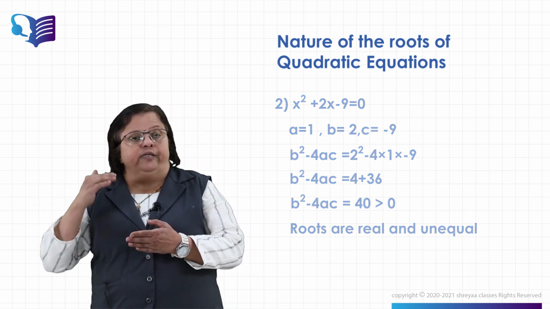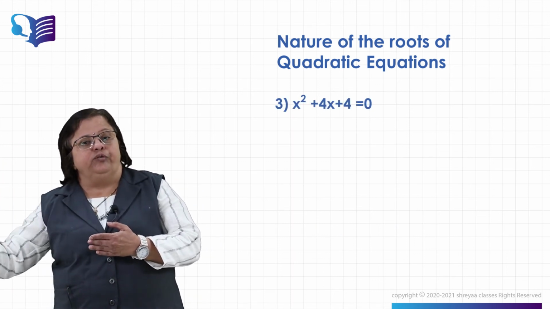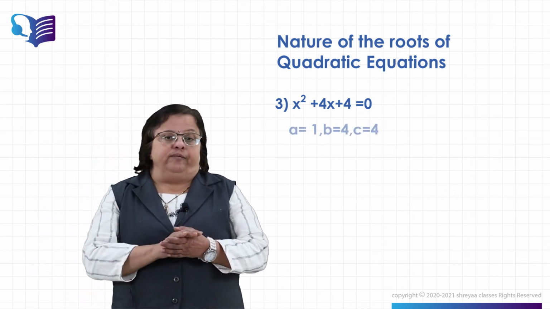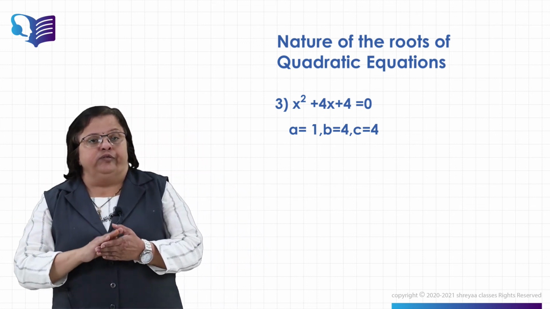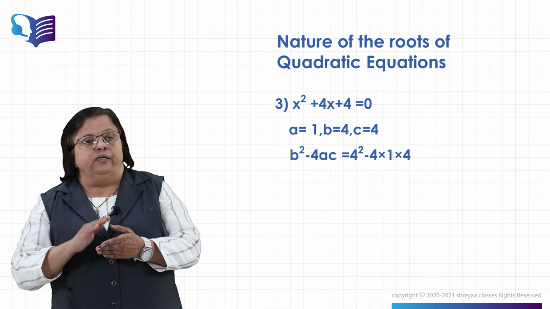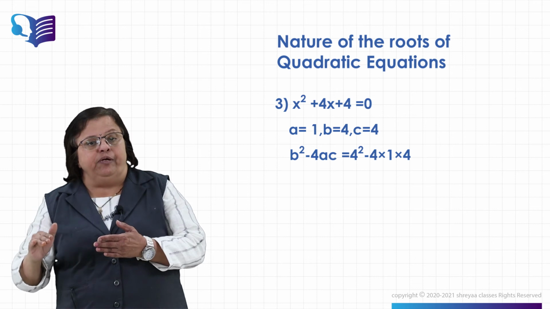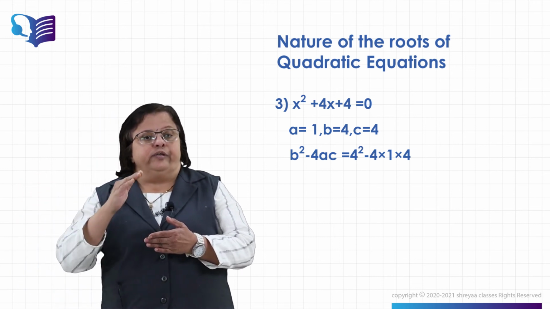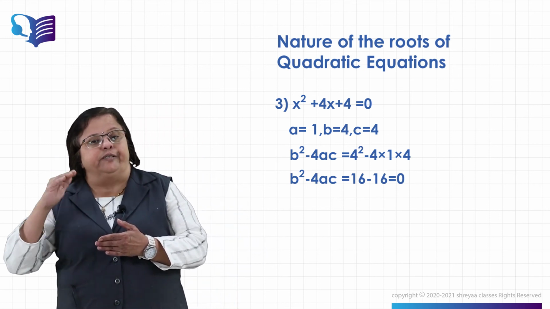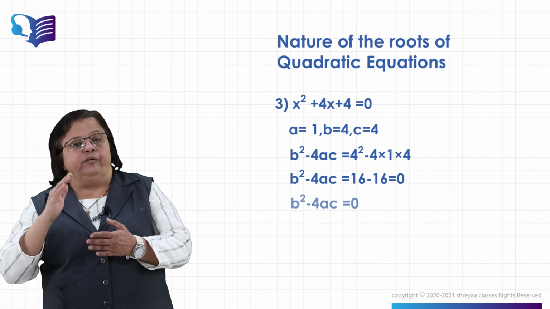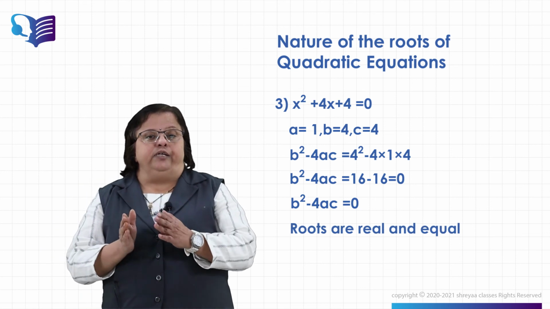Now, let us see the third example. x square plus 4x plus 4 is equal to 0. a is equal to 1, b is equal to 4, and c is equal to 4. So, b square minus 4ac is equal to 4 square minus 4 multiplied by 1 multiplied by 4. So, 4 square is 16 minus 4 into 4 is 16. 16 minus 16 is 0. So, b square minus 4ac is equal to 0. So, the roots are real and equal.